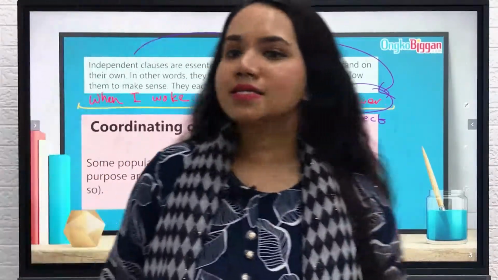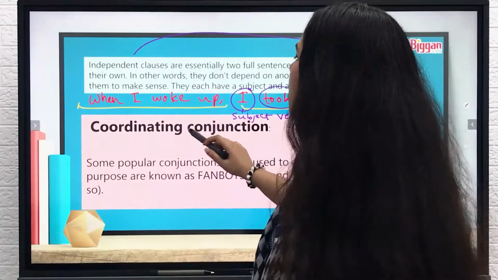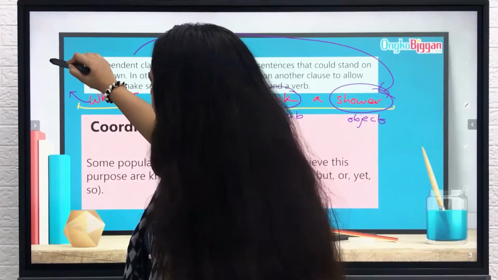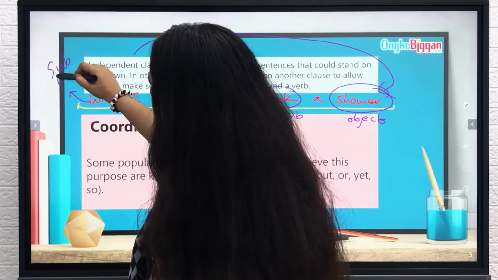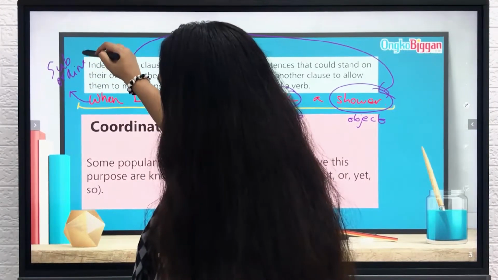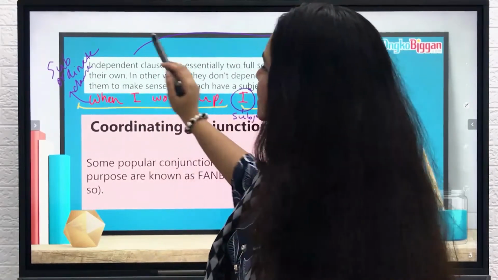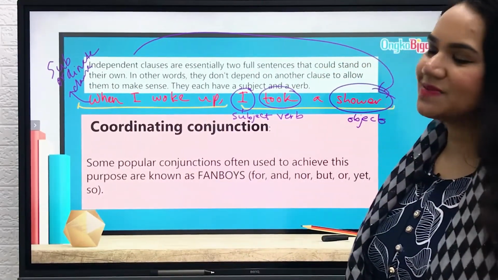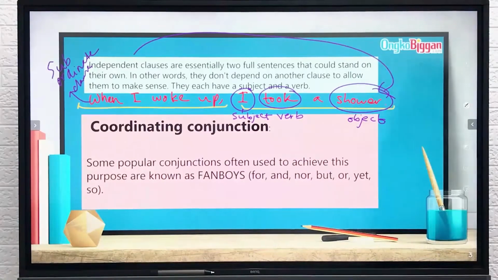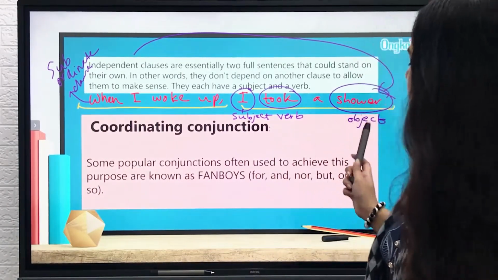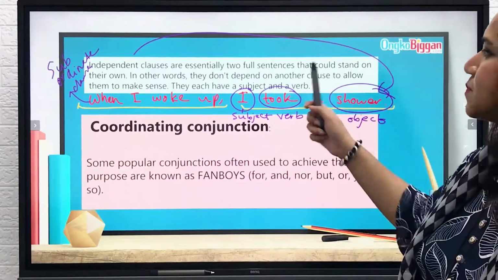So in that case, what does this mean? "When I woke up," what does this mean? This is an example of a subordinate clause. So "when I woke up" is a subordinate clause. So continuing, let's now look at what coordinating conjunctions mean. Coordinating conjunctions are some popular conjunctions which are often used to achieve this purpose.